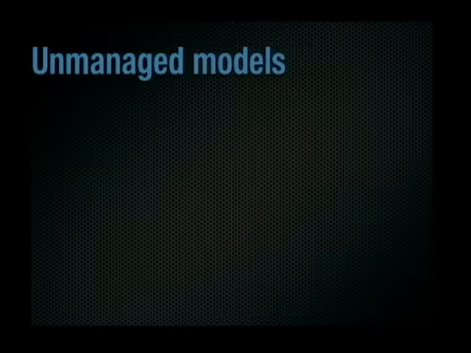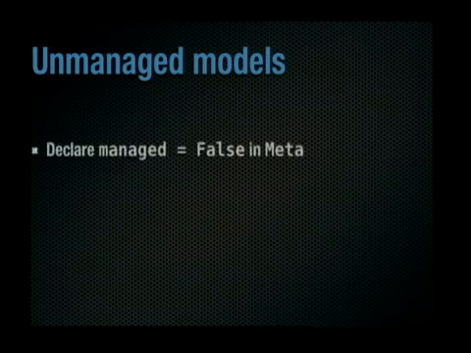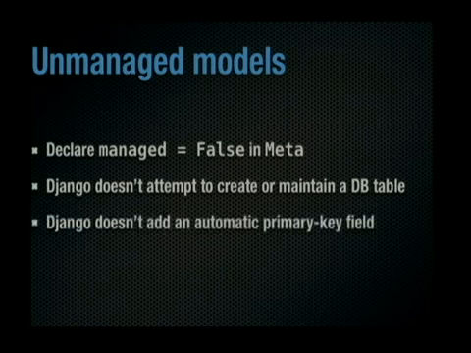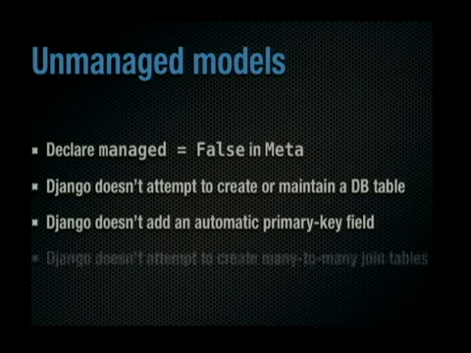So, almost done with the ORM now. Some miscellaneous stuff. You can set an unmanaged model. Set the attribute managed equals false in Meta. Django will not attempt to create a DB table. Django will not attempt to maintain a DB table. Hopefully South, I think, will ignore that model and not try to migrate it. Django will not add an automatic primary key field to it. Basically anything Django does database related, it will not do for this.